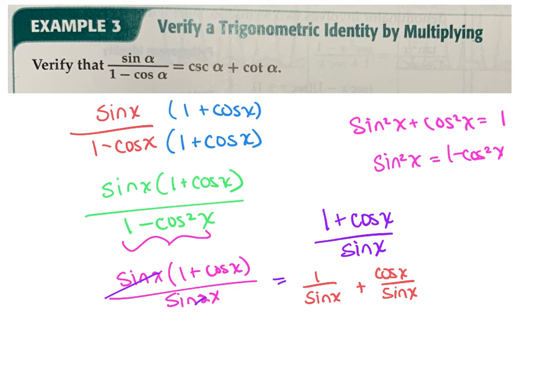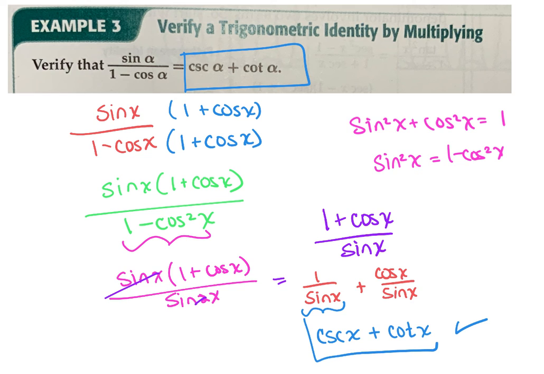What is 1 over sine of x? That's a reciprocal function. 1 over sine is cosecant of x. What is cosine over sine? Cotangent of x. What was I looking for? That I have verified it.